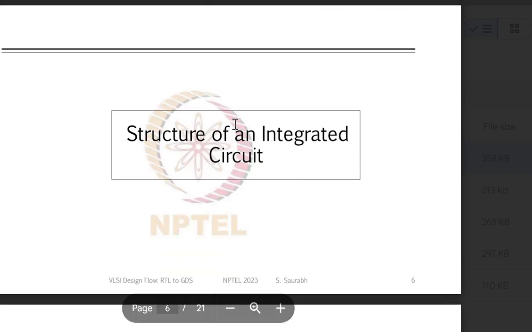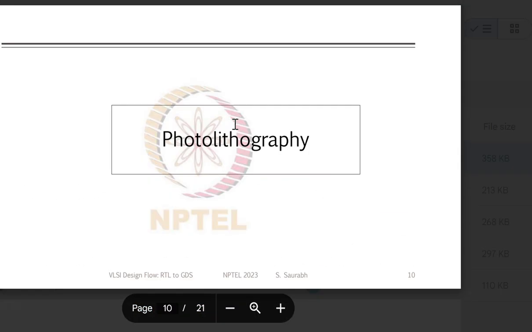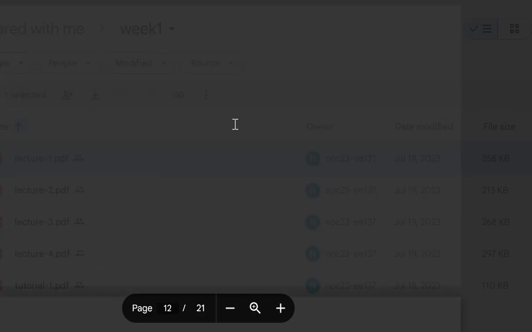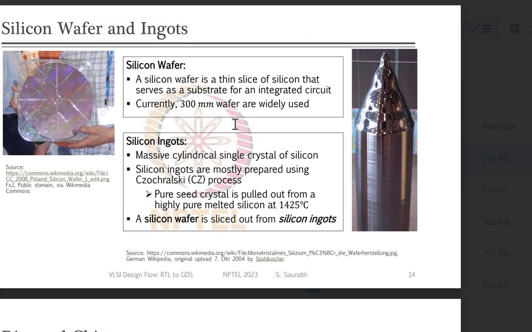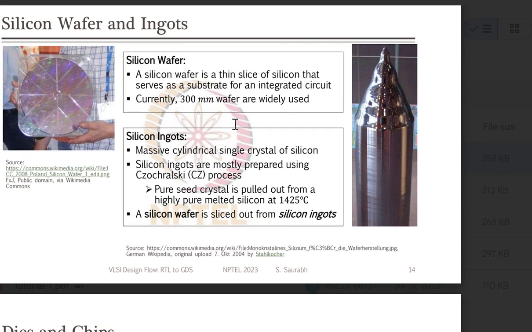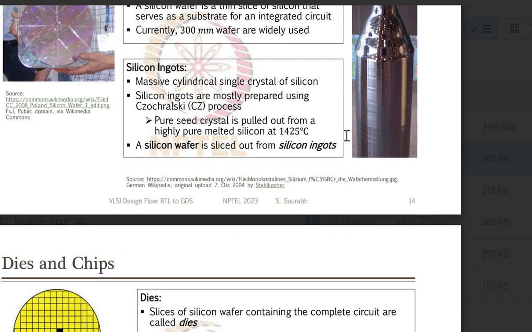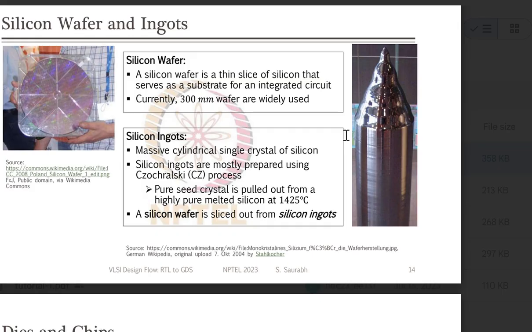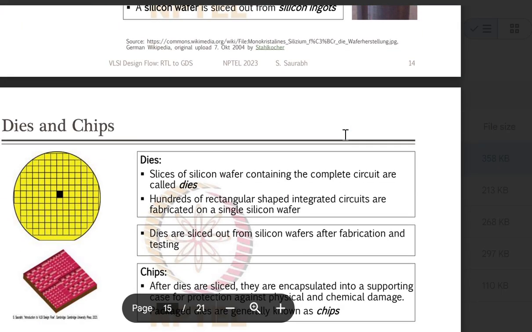So here, if you see, photolithography has come. What happens is that we put a seed of very pure silicon in the molten silicon, and we take out the silicon ingots, and from the silicon ingots we carve out the die.